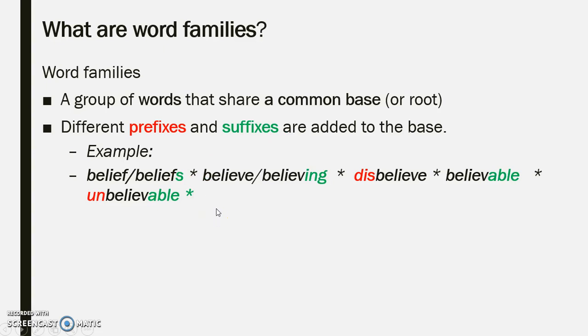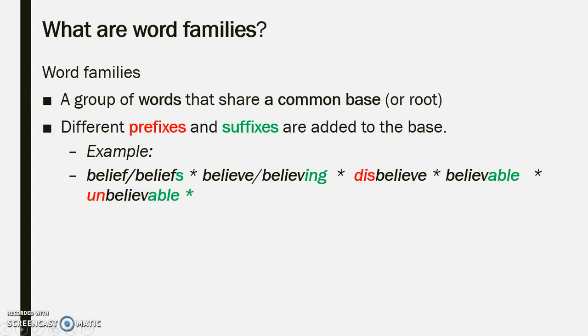So if we look at an example, we have the word belief, and when we add the suffix s, beliefs, we have more than one. Believe, believing, the continuous form. Disbelieve, we add the prefix, it changes the meaning. Not believe. Believable, it changes both the meaning and the grammatical part of speech. If we add able, it means we can. It's something we can believe. Unbelievable, here we have it's not believable. It's not something we can believe.